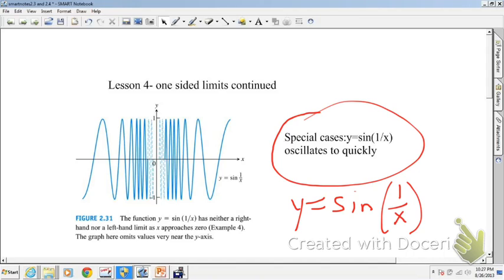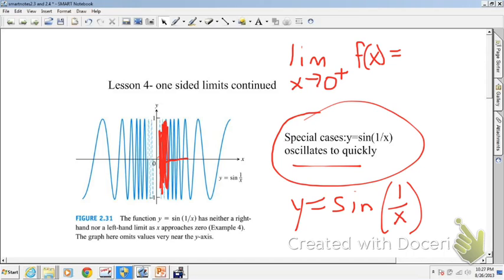The graph here, in fact, omits values very, very near the y-axis. What's basically happening is, as I'm coming in towards 0 from the right, I'm bouncing back and forth so fast that I'm never actually at one point long enough to say that the limit's 1 or the limit's -1. It's oscillating too quickly. So, for example, if I asked, what's the limit as x approaches 0 from the right of this particular function, you would say it does not exist.